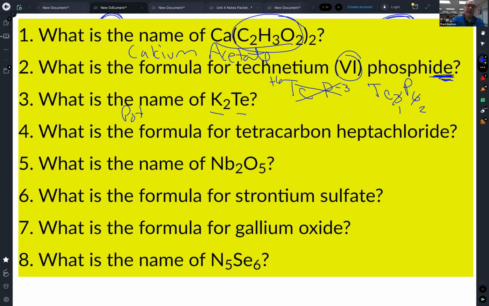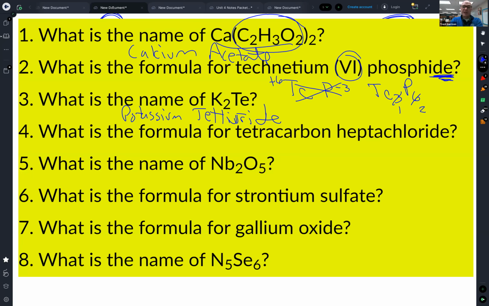So it's just potassium is the first element. And we will go and look up that this is tellurium. So potassium telluride. Ooh, I got the wrong suffix on there. IDE is what that needs to be. Tellurium becomes telluride.